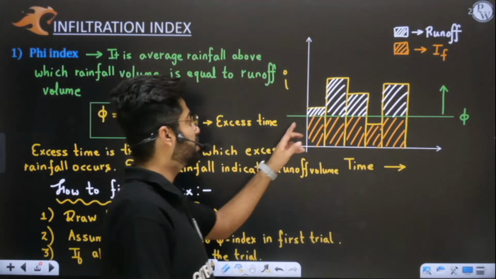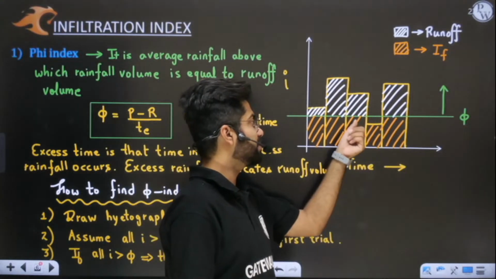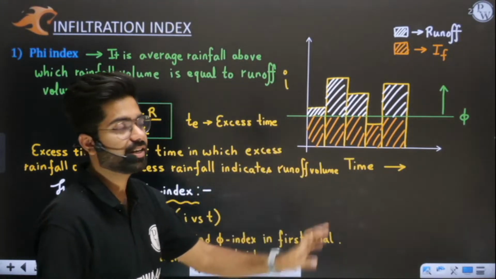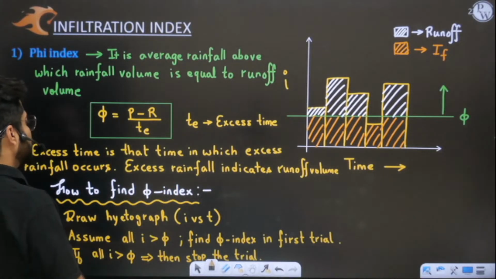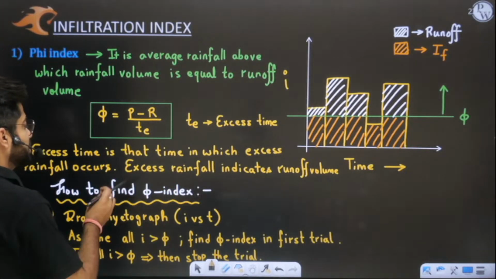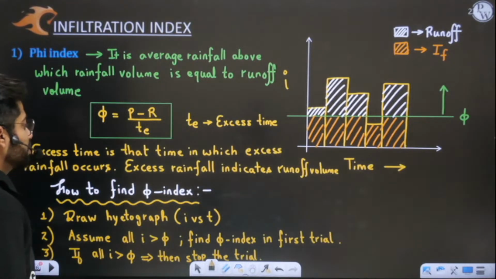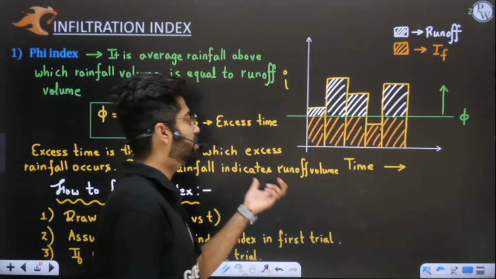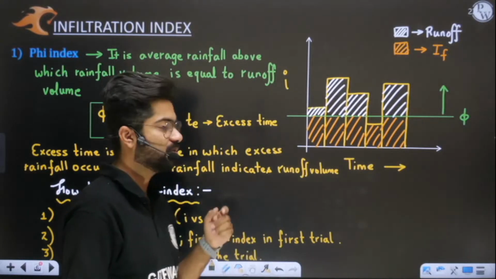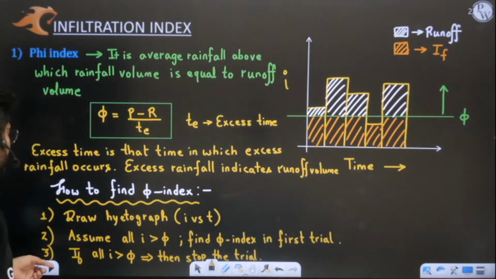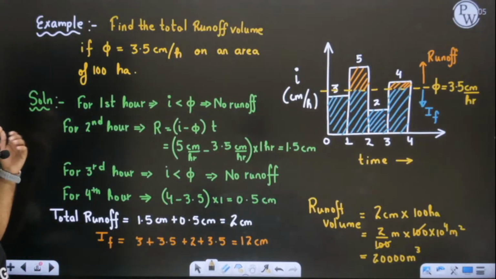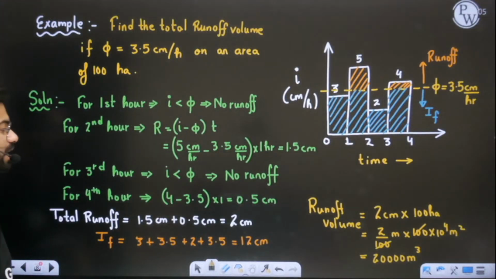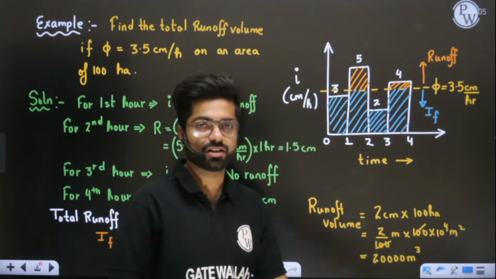Basically in the time in which excess rainfall is there, we will consider phi index for that time only. That's why I divided by excess time. I hope you all remember what excess time is: the time in which excess rainfall occurs. The excess rainfall, the extra rainfall, basically denotes runoff volume. This you have to remember, it's very important. And how to find phi index? I have told you the algorithm and also showed you some great examples with the help of which phi index, I hope, was very clear to you.